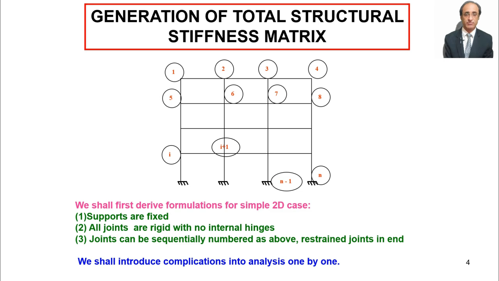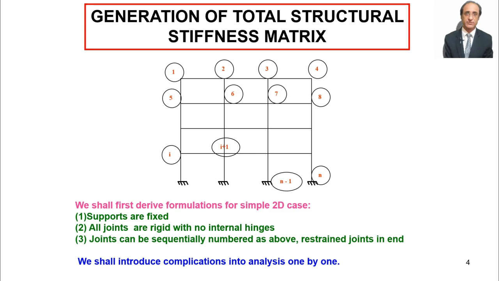One by one, after we derive the basic formulations, we will introduce the complications: support settlement, internal hinge, temperature effects, non-prismatic members, and shear deformation effects. All these we will introduce one by one. For the time being, to derive the basic formulations, we are assuming a very simple case. So this is our numbering scheme, that we will number either horizontally or vertically, and later on we will see which gives us a better option. Right now assume that we have numbered the joints like this, and N is the last joint, which includes the restrained supports.